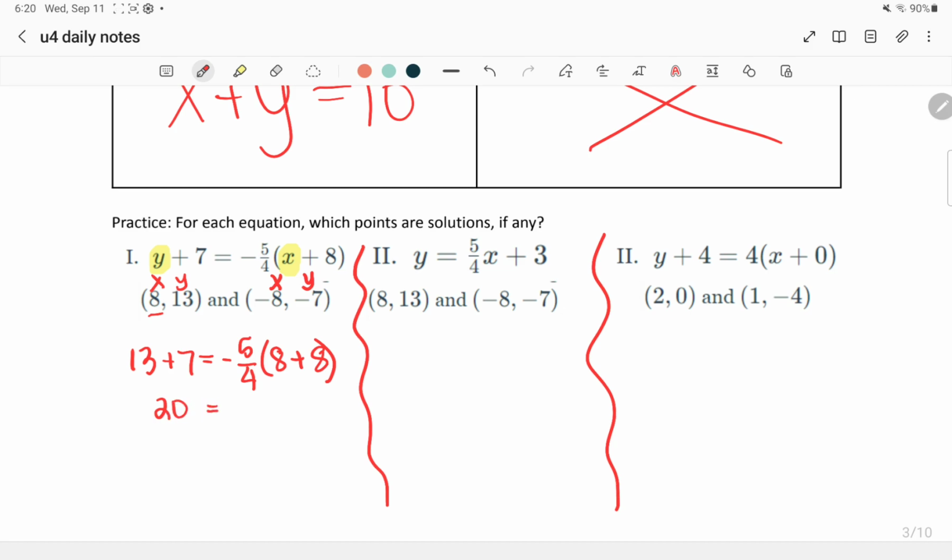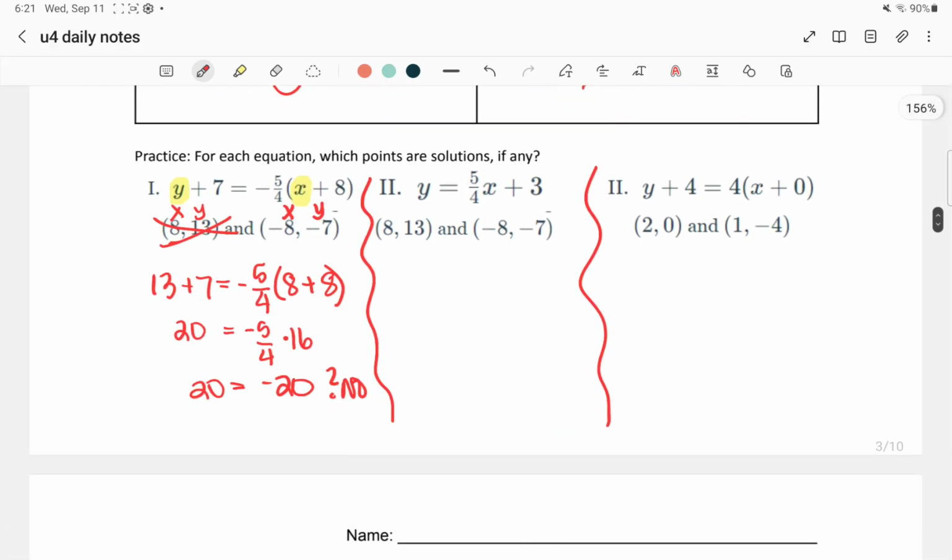So I got 20 on that side. Negative 5 over 4 times 16. Remember, you can just put these two sides in your calculator. We can't put equal signs in, so you'd have to do each side separately if you're doing it in your calculator. But what I get from this is I get 20 equals negative 20. 20 equals negative 20? Nope. So that's not true. That one would not work. On Delta Math, I would say, nope, not true. Okay. Oof, we ran out of room because I wrote a little too big.